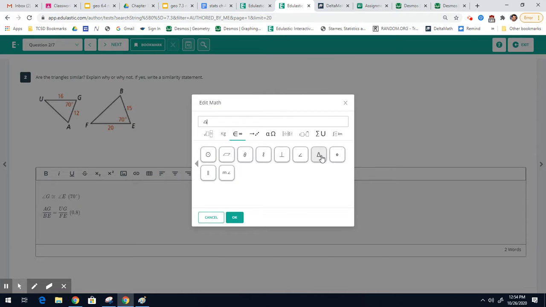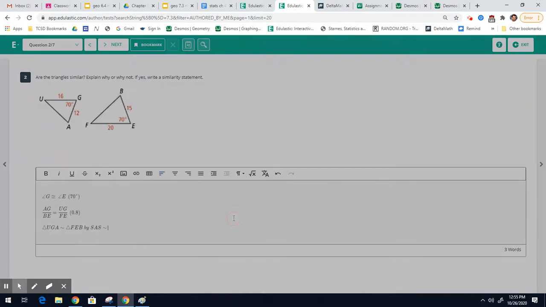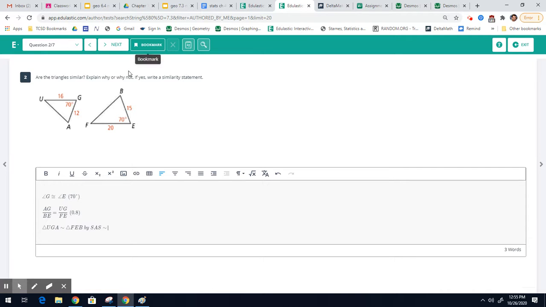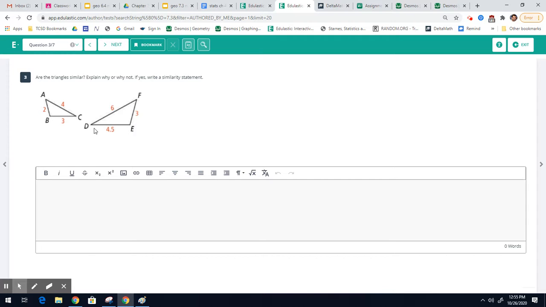Triangle, and I'll do University of Georgia, UGA is similar to, so U corresponds to F, triangle F, G corresponds to E, and then my last letter is B. And that is by side angle side similarity. That's all I need. Okay. All right, let's fit one more of these on this video. So next, okay, here we go.